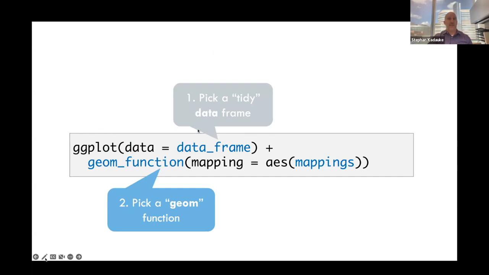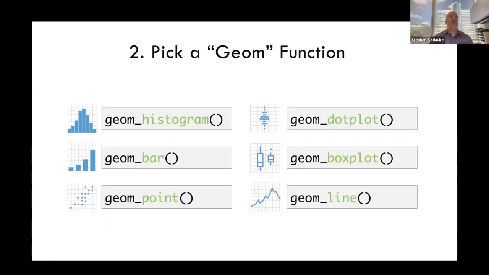Okay. So we pick a tidy data frame. That's the first step. The second step is to pick a geom function. And this is how you tell R what kind of plot you want to make. We'll go into more detail about what geom functions are. But for now, just know that you need to tell ggplot what type of graph you want, and you do that by picking the right geom function.